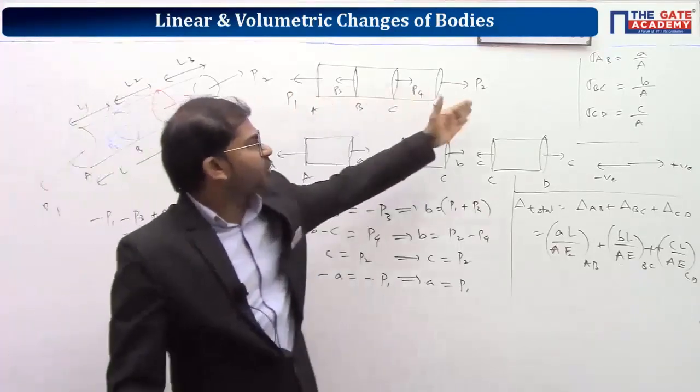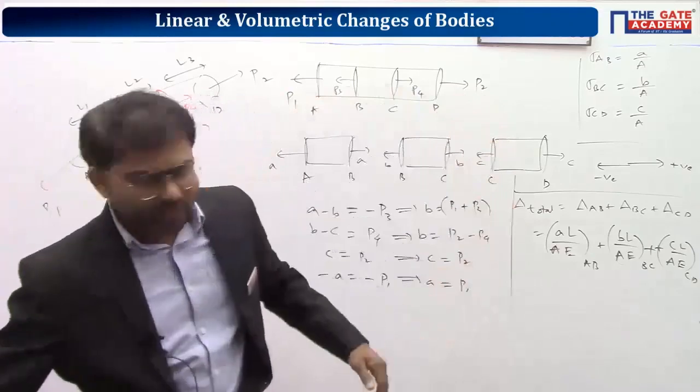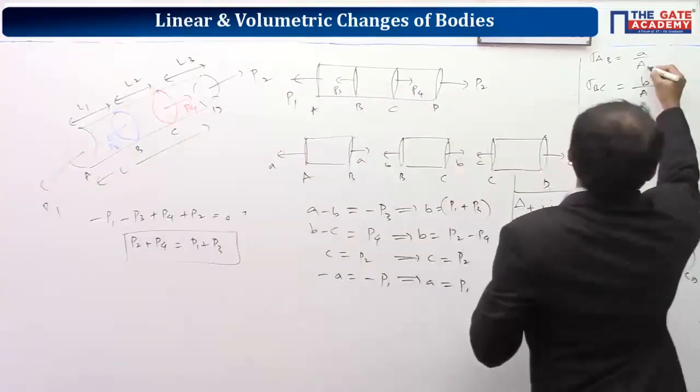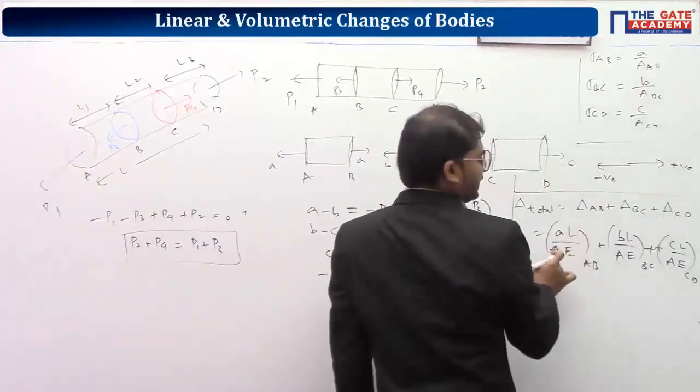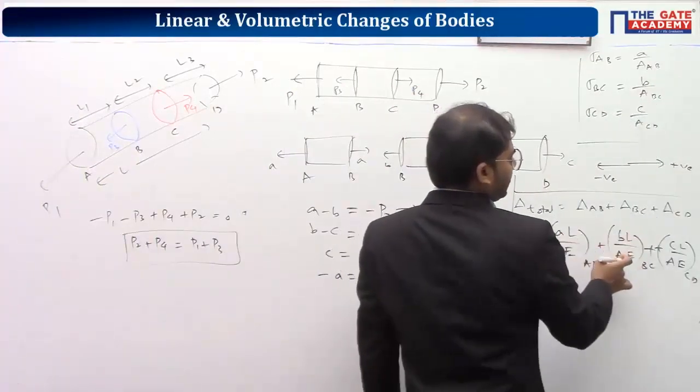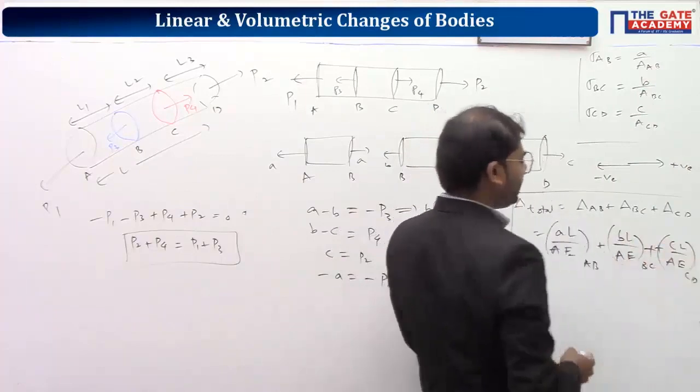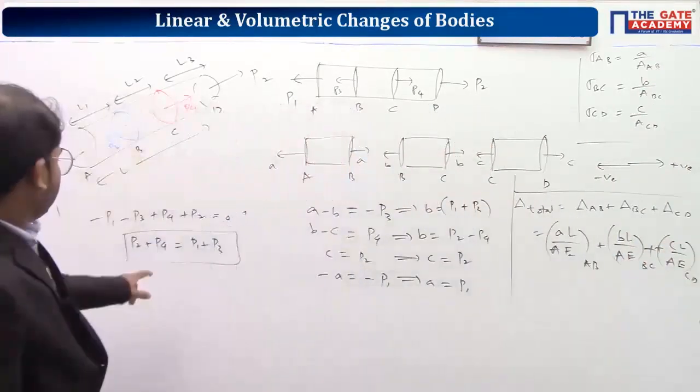Here I took same area of cross section. Strictly speaking, this is area of AB, this is area of BC, area of CD. So here length, area, and Young's modulus of AB part, length, area, and Young's modulus of BC part, same way for CD part respectively there. Acha, here both are not correct.